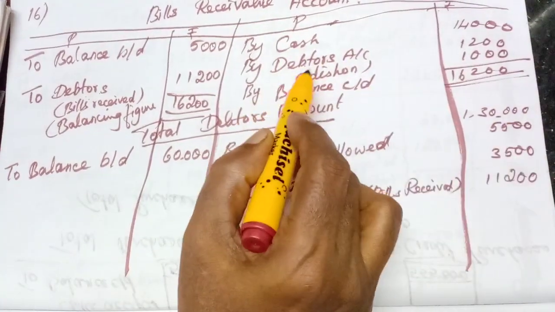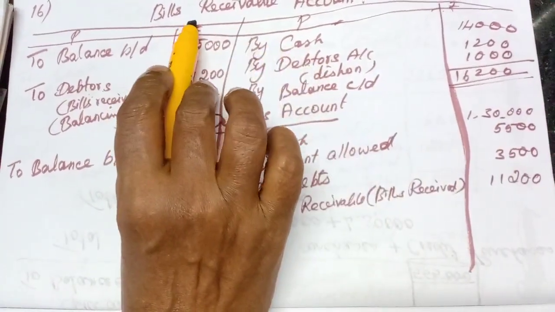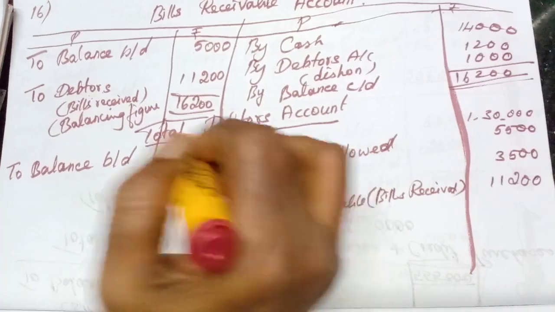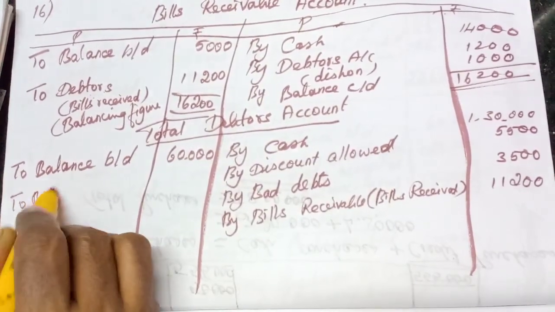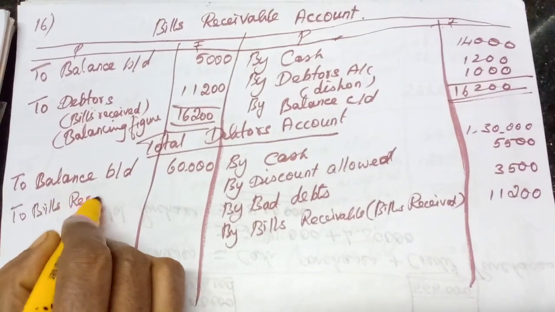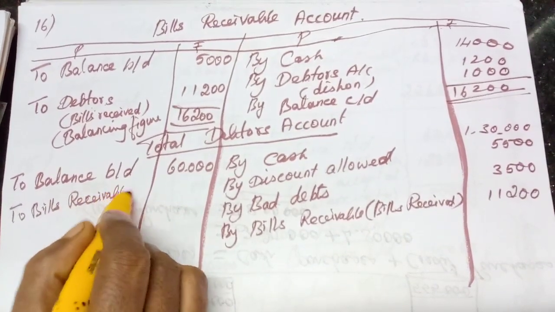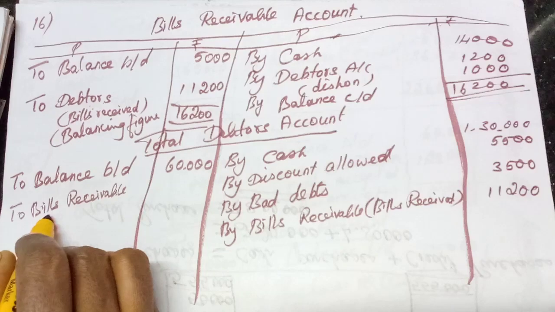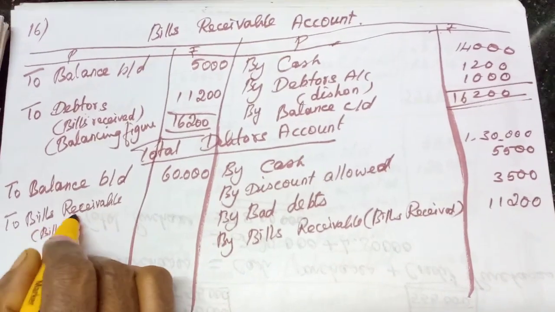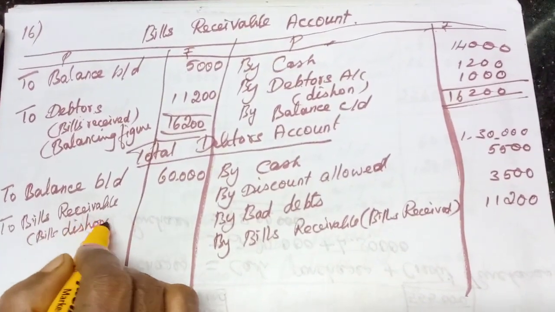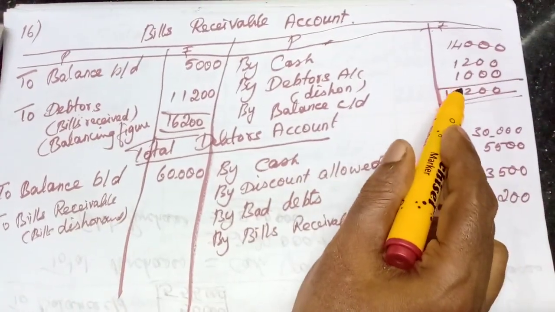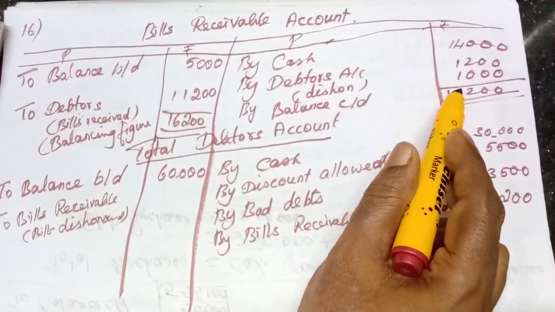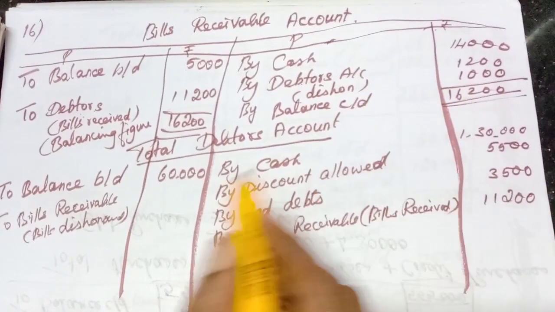Then this one. Here debtors account debtor to bills receivable. Here, what is the explanation? Bill dishonored. That also we have to write. Dishonored. What is the amount? 1,200.